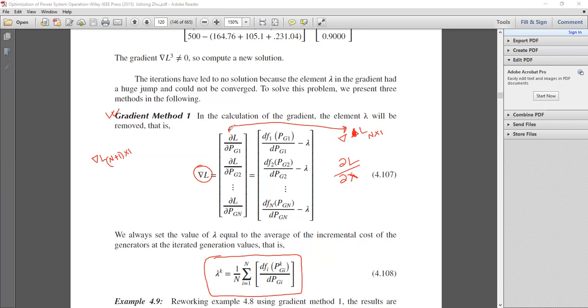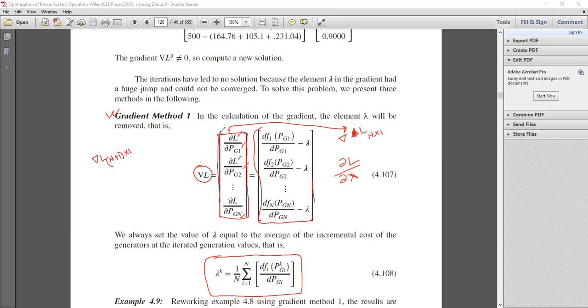So simply, they are calculating di L by di pg1, di L by di pg2, up to di L by di pgn. Clear up to this? Yes, sir. So the right hand side would be the same as the first n entries present earlier in the first method, which was diverging. So how would they update the lambda?